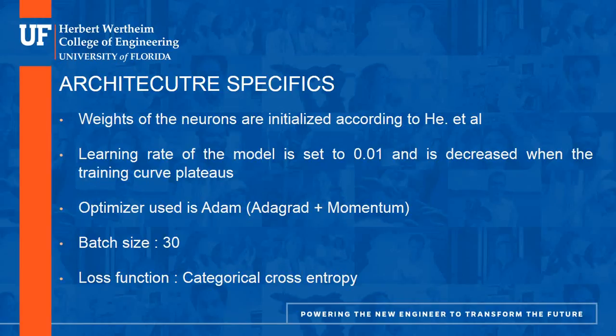The weights are initialized according to the paper that is mentioned in the slide, because that paper got the best performance by optimizing the weight initialization. The learning rate of the model is set to 0.01. During the training phase, if the training curve plateaus rather than converging to the global minima, then the learning rate is further decreased. The optimizer used is ADAM, which is a combination of adaptive gradient and momentum techniques. The batch size is 30 and the loss function used is categorical cross entropy. Since there are multiple classes, we use categorical cross entropy. If there were much fewer age groups, say 2, we would have been using binary cross entropy.